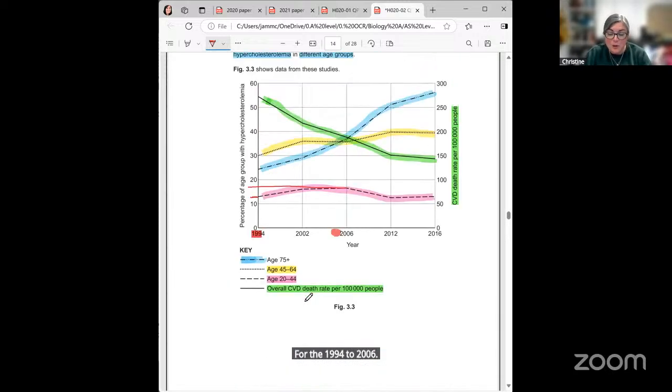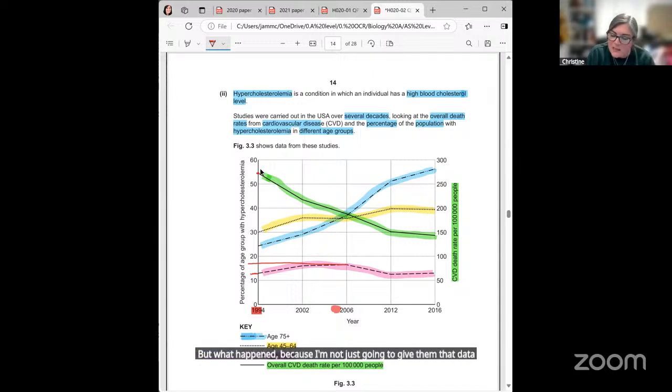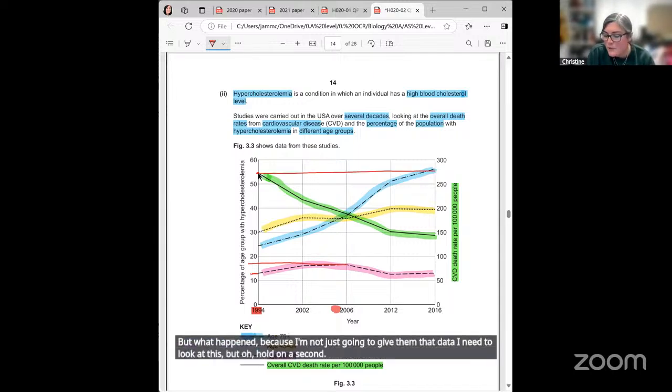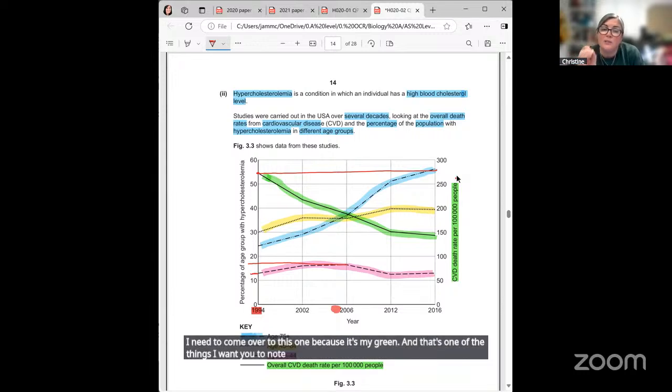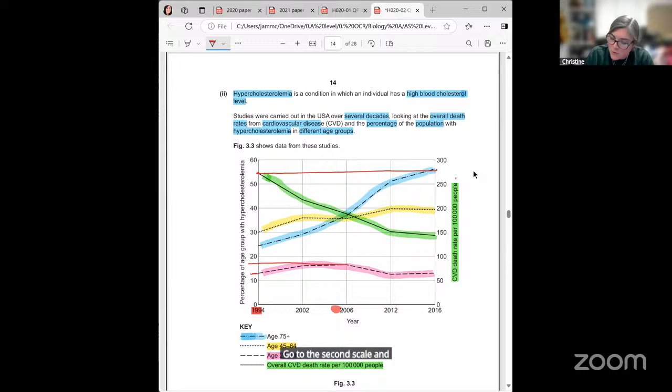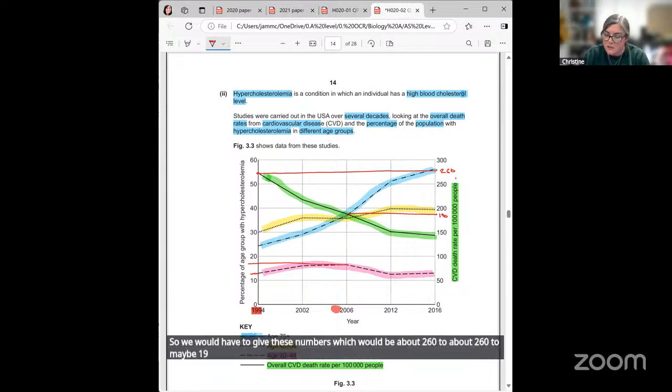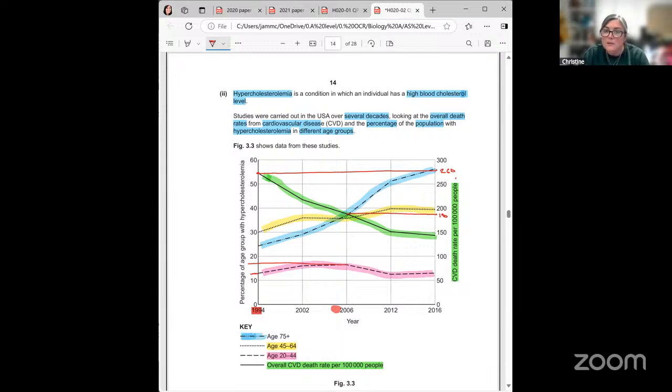But I'm not just going to give them that data, I need to look at this, but oh, hold on a second. I need to come over to this one because it's my green. And that's one of the things I want you to note. When they give you two different scales, one of the problems that most students have is they always stick to that first scale. Go to the second scale, and that's the number that you're using. So we went to 2006. So we would have to give these numbers, which would be about 260 to about maybe 190. And so you want to give them that information.